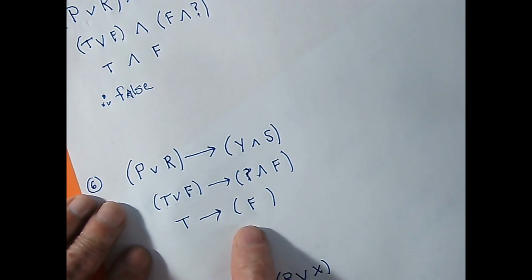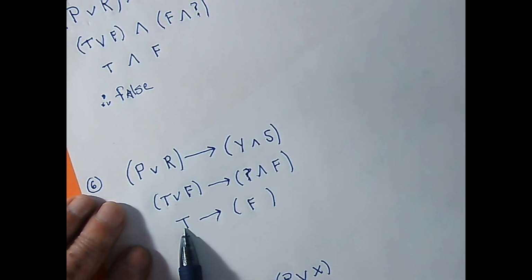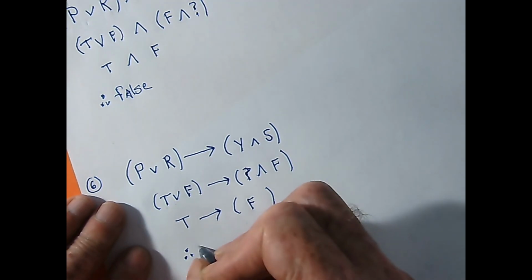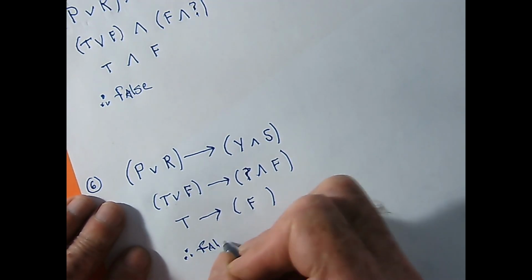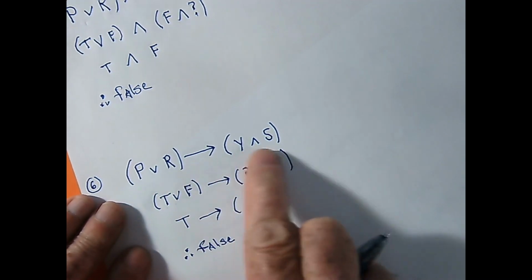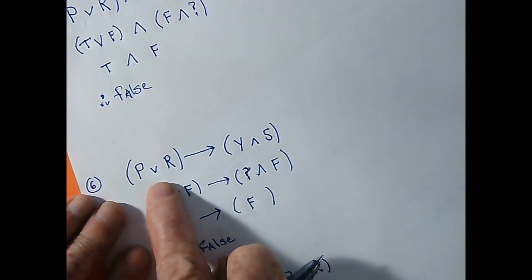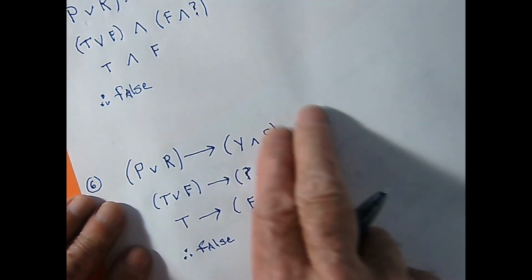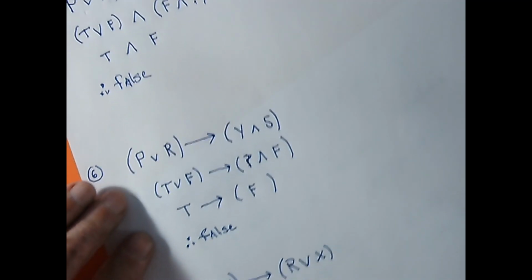Here I have a conditional. A conditional is false under this circumstance. That's the only time a conditional is considered false, when it has a true hypothesis leading to a false conclusion. Therefore, I consider this a false conditional. In fact, this original statement is a conditional. It has a hypothesis that is a disjunction and a conclusion that is a conjunction, but the whole kit and caboodle is a conditional.